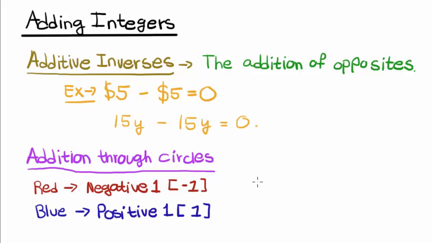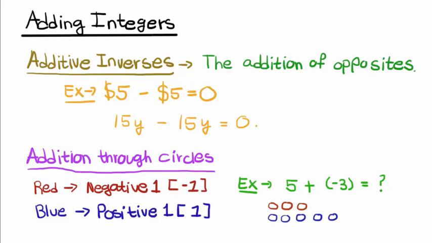So here's how I would do it. Here I have my problem, and that problem is 5 plus -3. I'm trying to find out what the value of this question mark over here is. So what I do is I draw 3 red circles, and at the same time, I draw 5 blue circles.